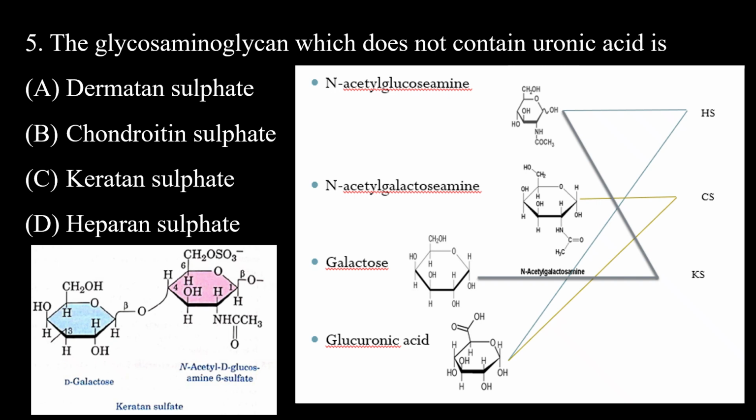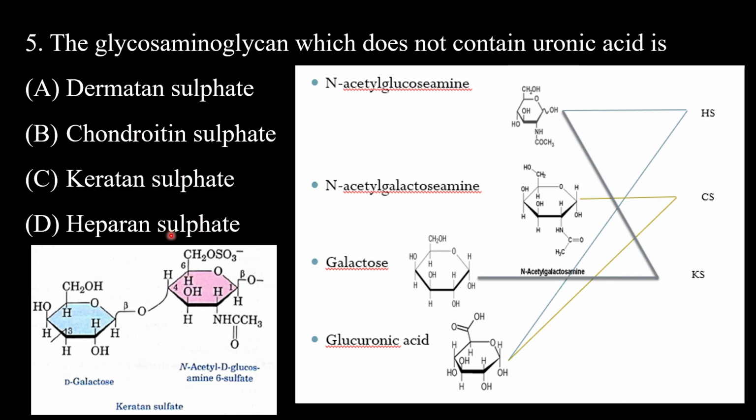Number 5, the glycosaminoglycan which does not contain uronic acid is A. Dermatan sulfate, B. Chondroitin sulfate, C. Keratan sulfate, D. Heparan sulfate. Which of the following does not contain the uronic acid? So these all are the glycosaminoglycans.